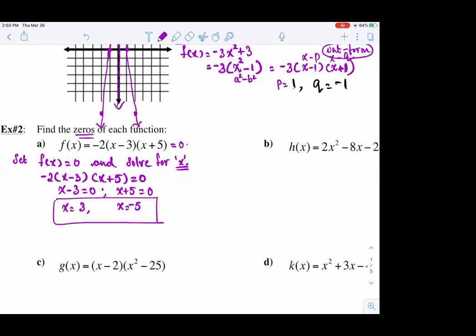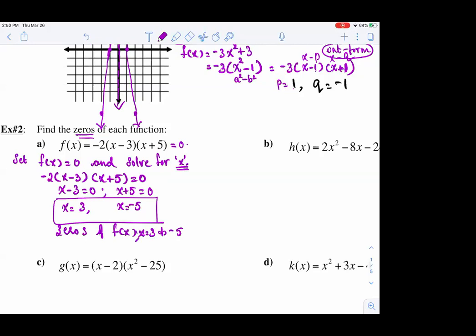That's it. These are the zeros. So the zeros of f of x are 3 and -5. X is equal to 3 and -5.